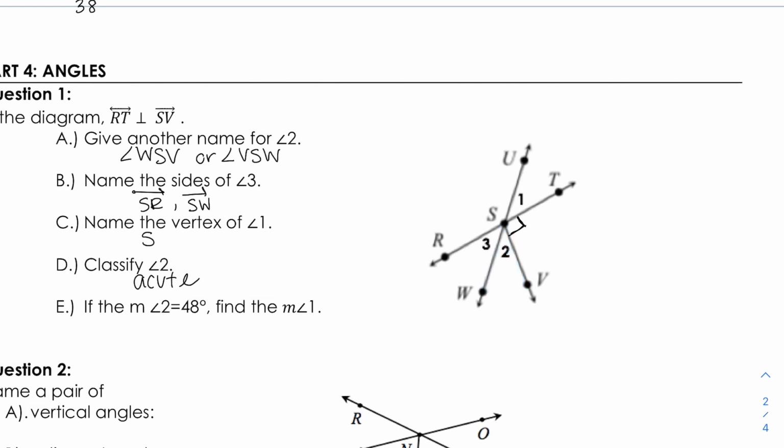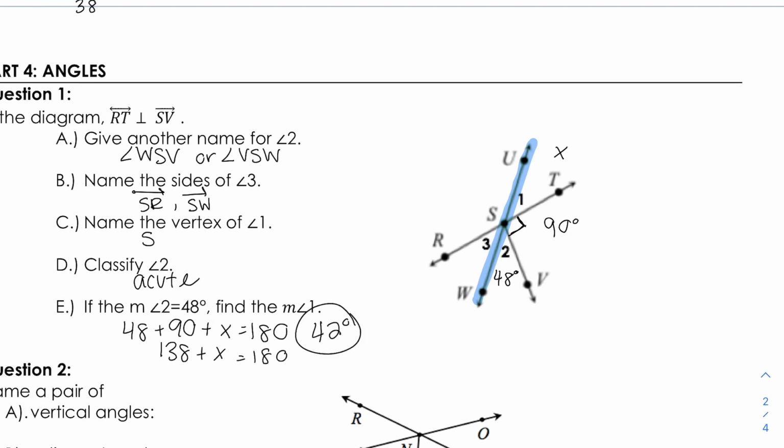And then we have, if angle 2 is equal to 48, find the measure of angle 1. Well, angle 2 is 48. This one is 90. I see I have a straight line. So I'm going to call angle 1 x for now. If I add 48 plus 90 plus x, that should equal 180. So then you just solve. 48 plus 90 is 138, and then you subtract 180 minus 138, which gets us 42 degrees.